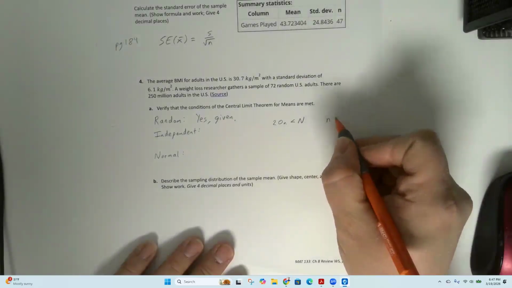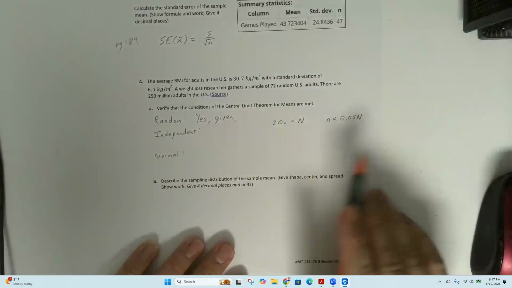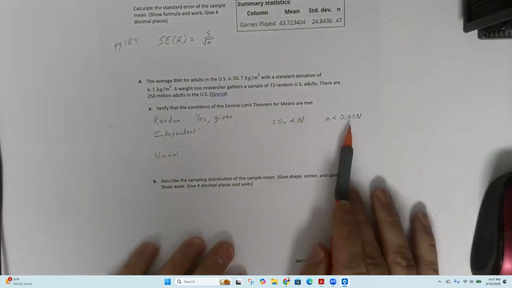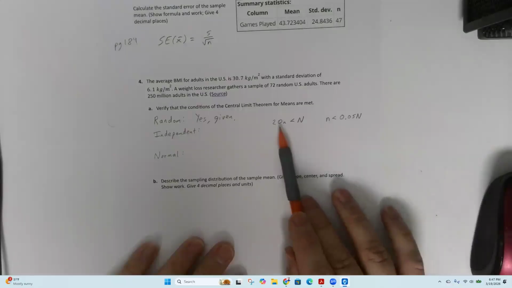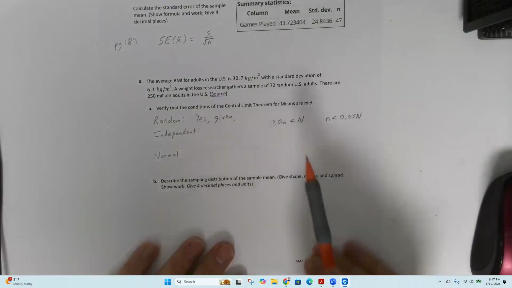This and this are the same formula. You can use either one. I might switch back and forth between the two every so often, but for now, I'm going to use this one. So 20 times n.